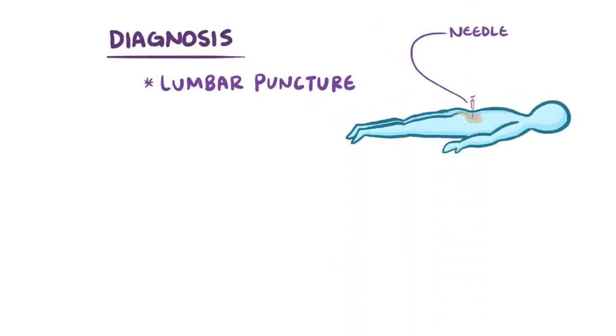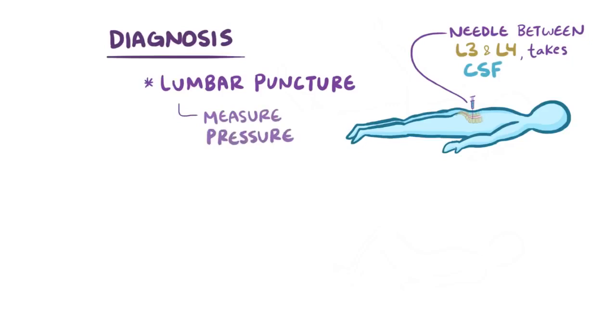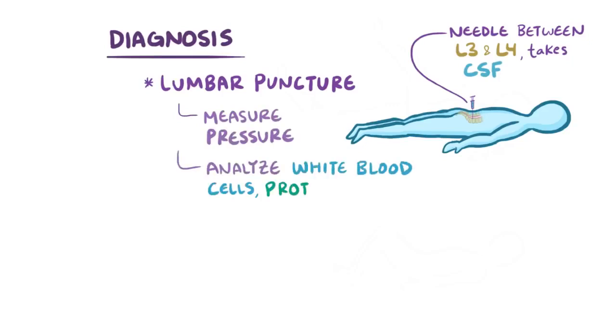If meningitis is suspected, a lumbar puncture can be done. And this is when a needle goes through the lower lumbar vertebral levels of the spinal cord, between L3 and L4, for example. The needle penetrates into the subarachnoid space and a few milliliters of cerebrospinal fluid is taken. The opening pressure can be measured, and the cerebrospinal fluid can be analyzed for white blood cells, protein, and glucose.